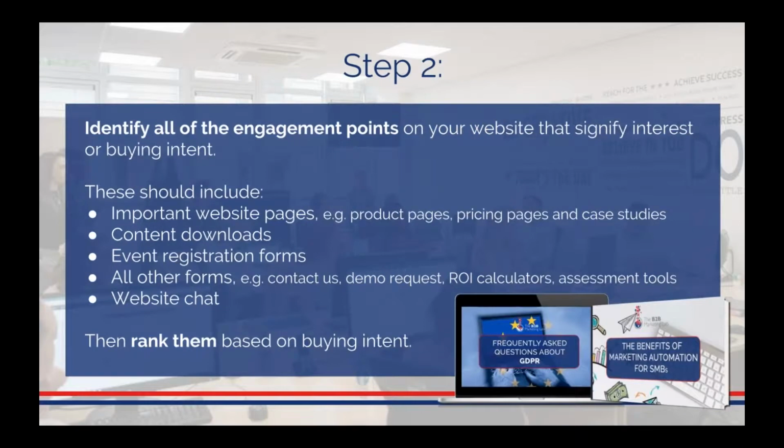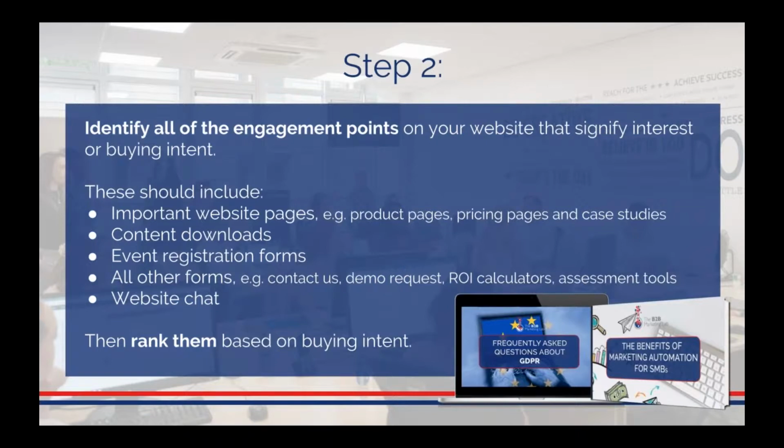Then step 2 is to identify all of the engagement points on your website that signify interest or some kind of buying intent. In particular, you should look at important website pages. Those might be views of your product pages, views of a pricing page that you might have, case studies, anything that signifies that that person is further along the buying journey than just landing on your homepage and having a browse.